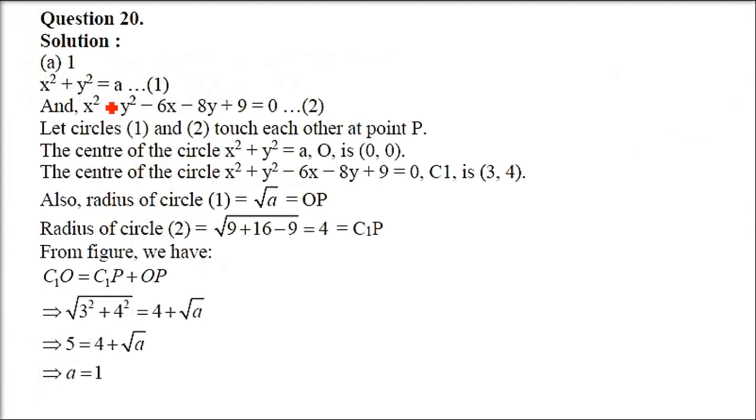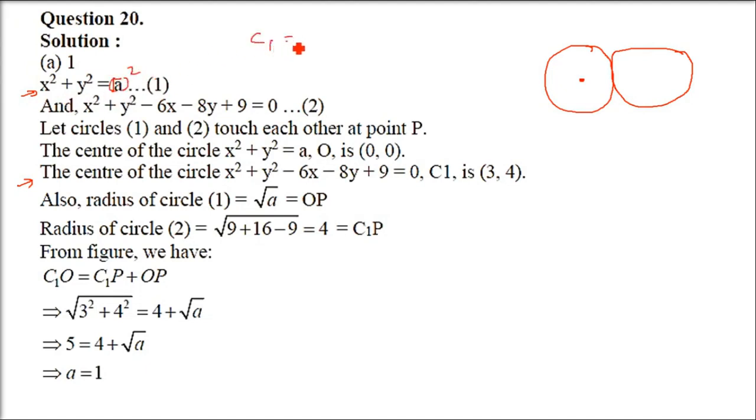Question number 20. If the circles x² + y² = a and x² + y² − 6x − 8y + 9 = 0 touch externally, then a equals? This question we have already done. The simple thing is the distance between the centers will be equal to the radius of one circle plus the radius of another circle.